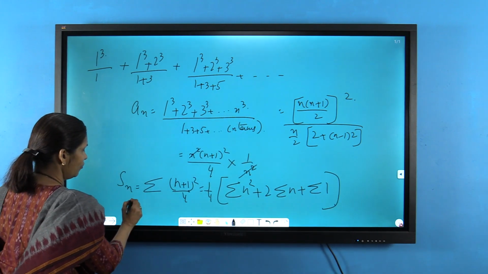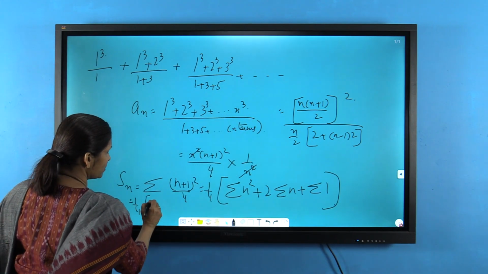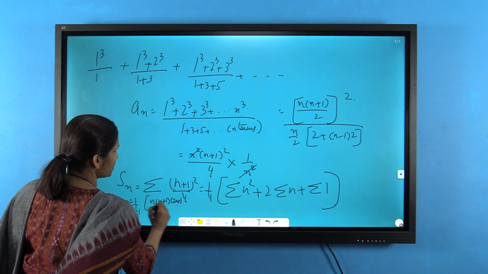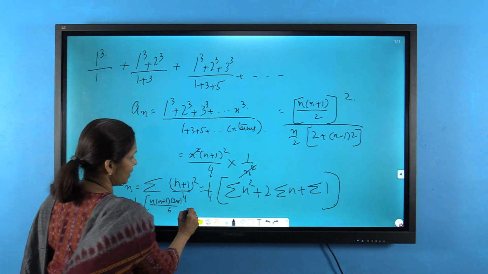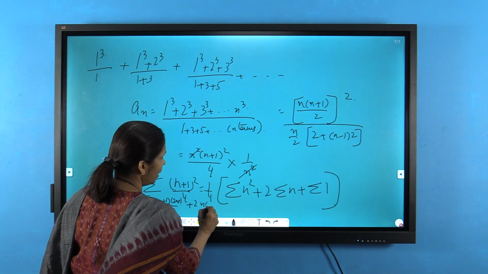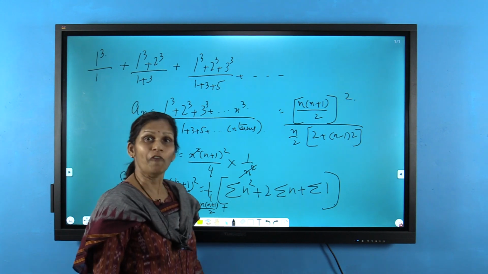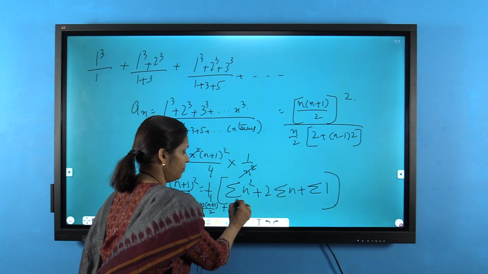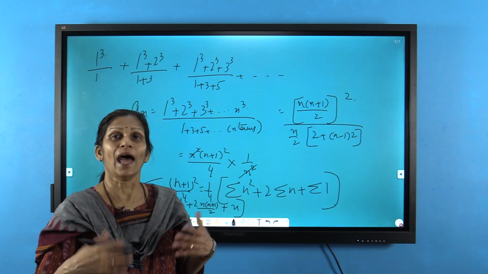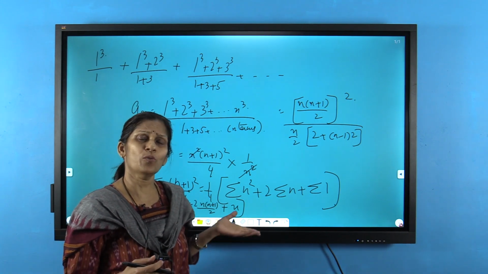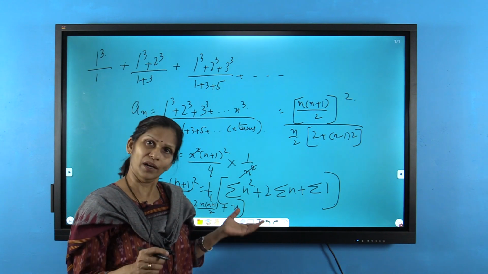So, this is 1 by 4 into sigma n squared, which is n into n plus 1 into 2n plus 1 by 6, plus 2 into sigma n, which is n into n plus 1 by 2, and sigma of 1 is n, because you are adding 1, n times. So, what is its sum? n times 1, that is n.